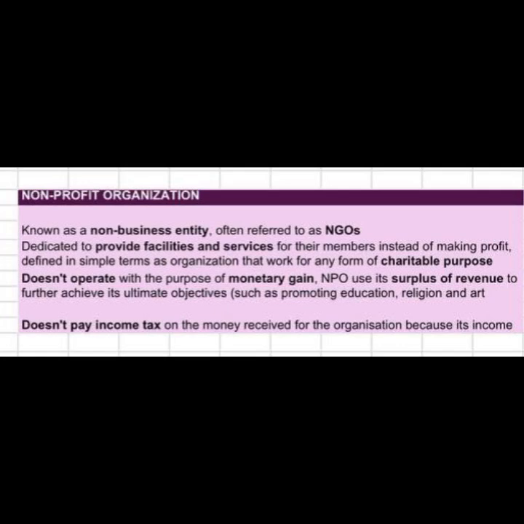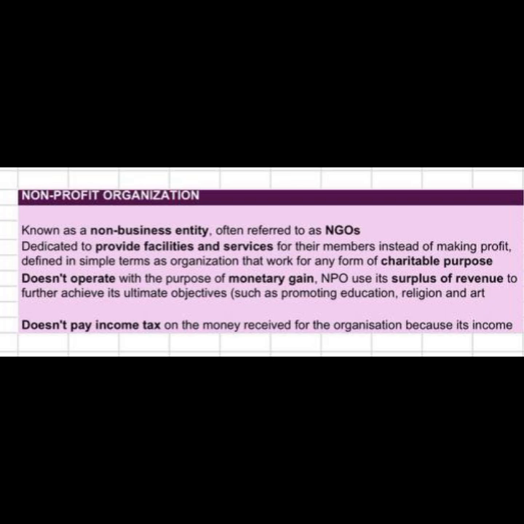Non-profit organizations, known as non-business entities and often referred to as NGOs, are dedicated to providing facilities and services for their members instead of making profit. Defined in simple terms, they are organizations that work for any form of charitable purpose. They don't operate with the purpose of monetary gain.